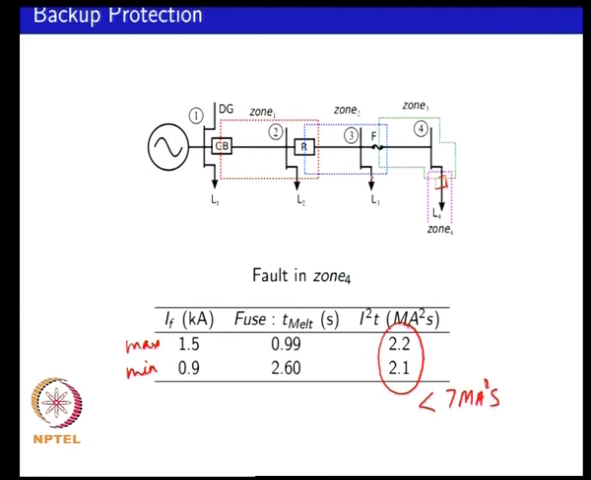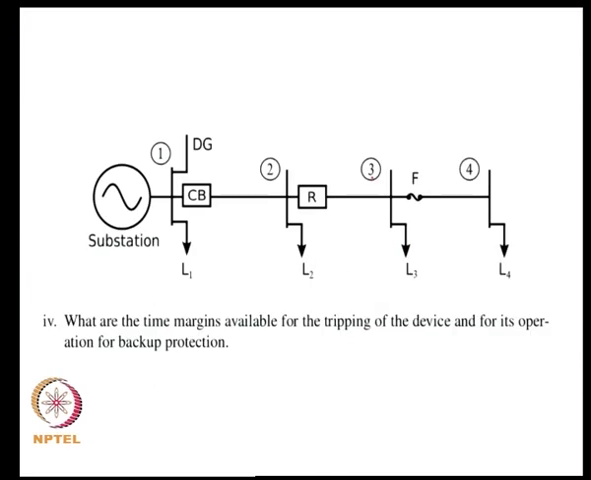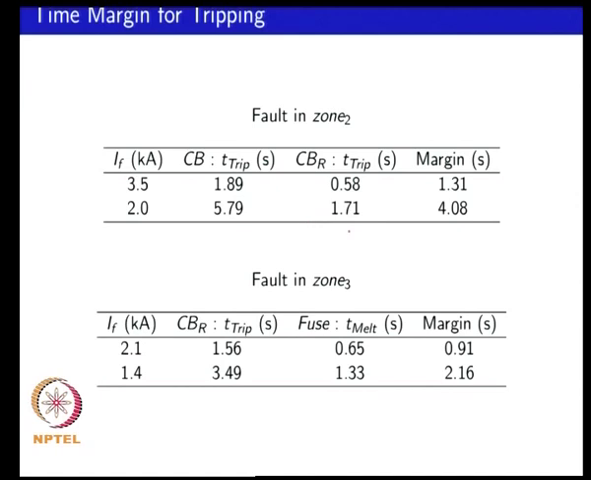The next question is what is the margin available between the tripping times, between the actual operation of the device and the upstream device. So, if you look at a fault in zone 2, so a fault in this particular region, if you look at the tripping times of the circuit breaker, it is about 1.89 to 5.79 seconds, and of the CBR is 0.58. So, in terms of time you are having a margin of greater than 1.3 seconds.